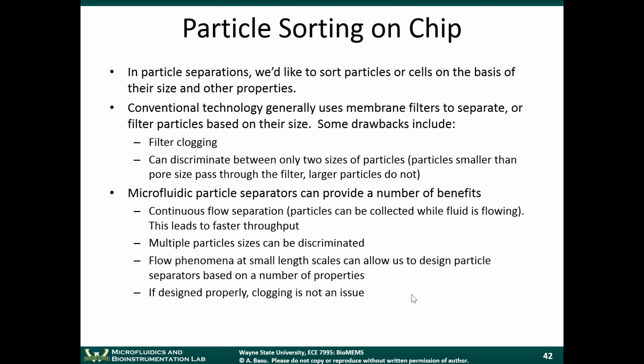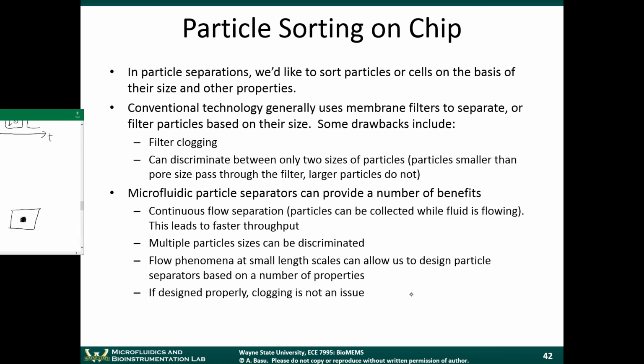So let's now talk about particle sorting on chip. As I mentioned, whether we're talking about environmental or life sciences applications, we'd like to be able to sort particles or cells on the basis of their size and other properties. Conventional technology generally uses membrane filters to separate, or filter, particles based on their size. Some of the drawbacks are that the filters can clog, and you can only discriminate between two sizes of particles.